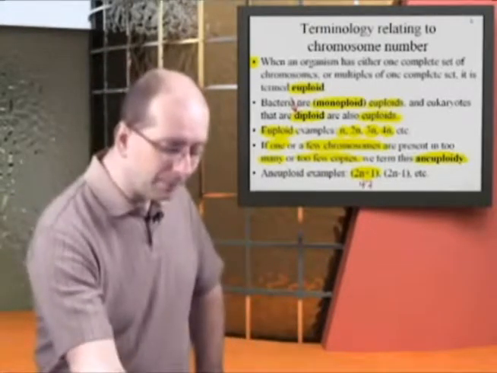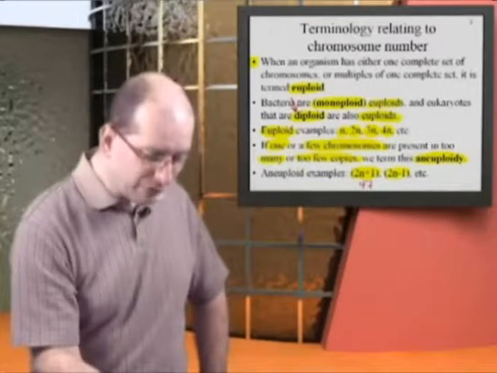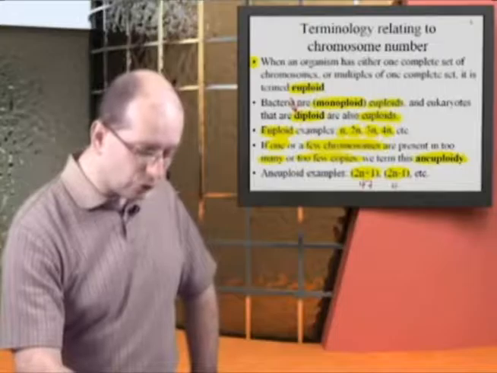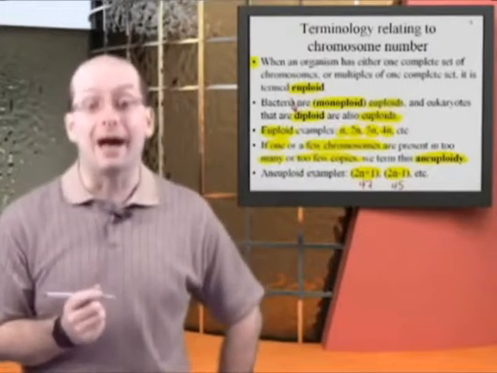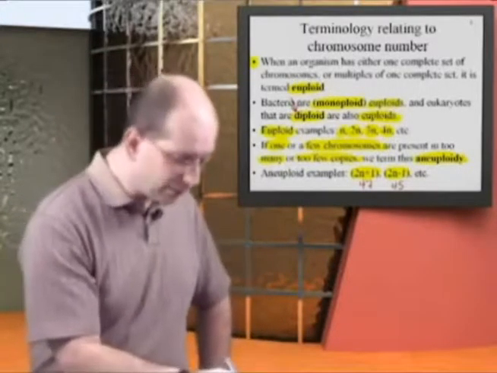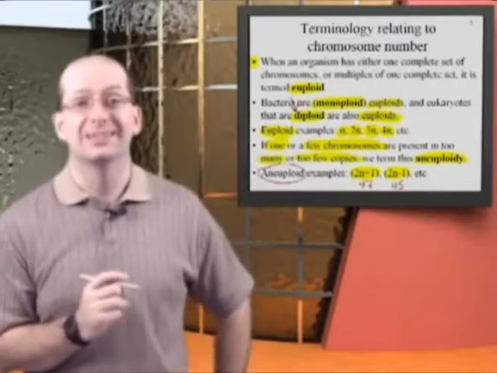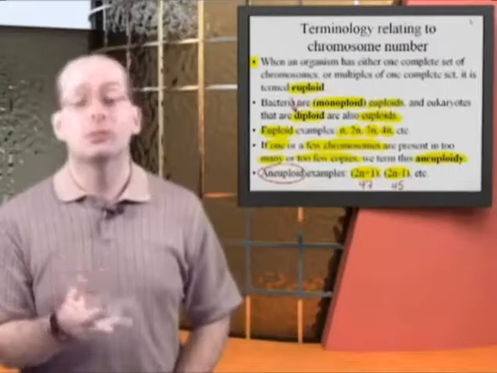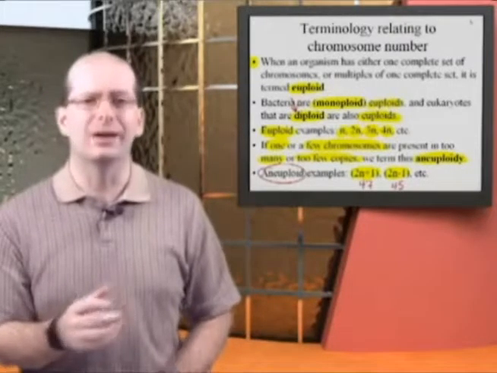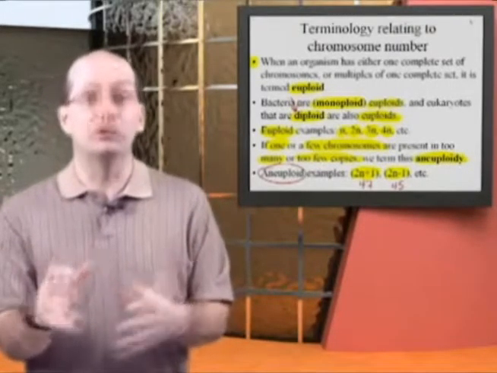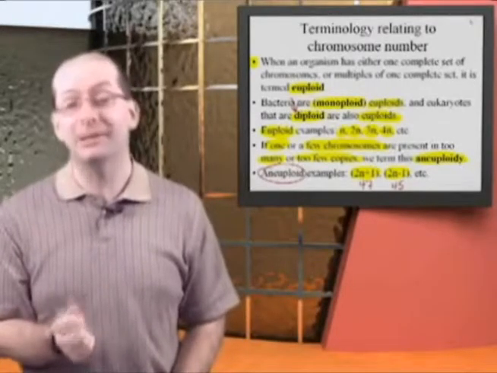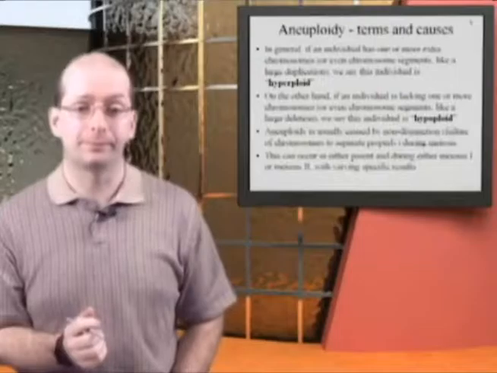Or if you're 2n minus 1, you're missing one member of a homologous pair. Obviously your total chromosome number would be 45, all right? So that's aneuploidy. That's what we're focusing on here. Not complete sets being changed, but just one chromosome here or there missing. Now, I should say missing or extra. That makes it sound like it's not important, but as we're going to see, it can be extremely important.